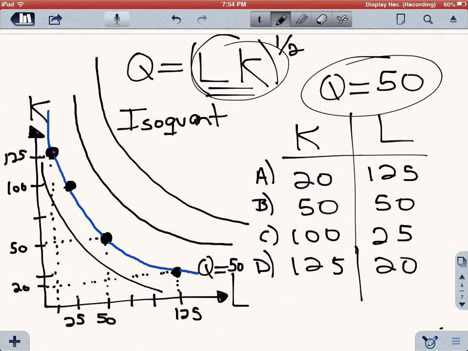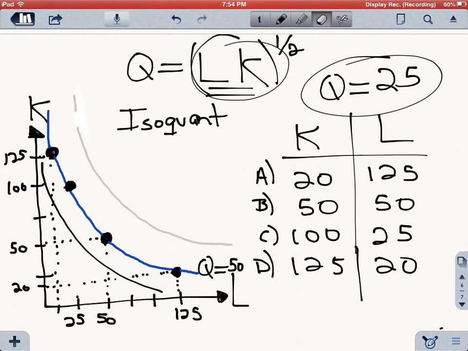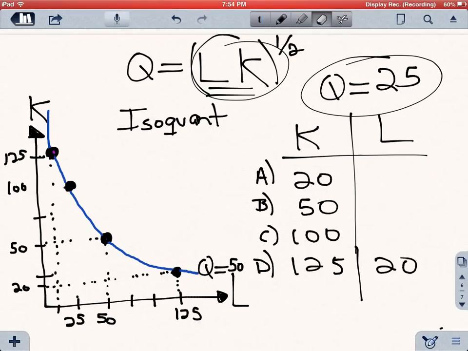What you can do is try the numbers again, and instead of 50 capital, try with 25. And just keep this curve in there, and solve for the same units of capital, but this time for output of 25, and see what you find out, and see if in fact the isoquant is going to move. It should move inside.